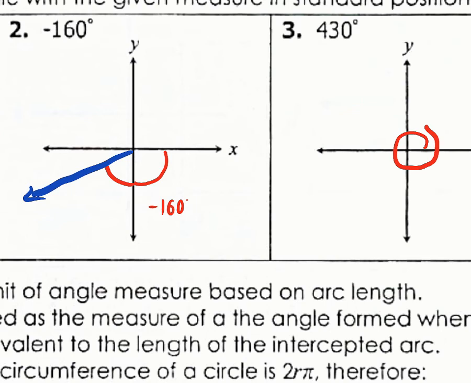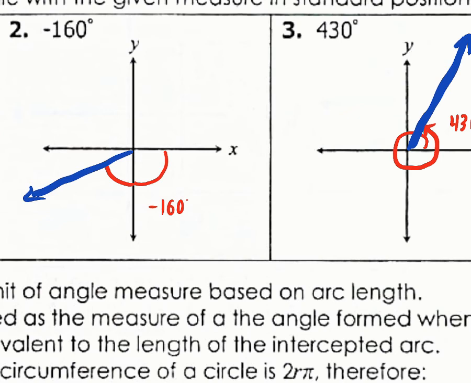So we're going to subtract 430 minus 360. What is 430 minus 360? And I'm going to draw a 70-degree angle here. That is 430 degrees. We went all the way around, one full revolution, 360 degrees, and then we went all the way back up 70 more. That's a 430-degree angle.